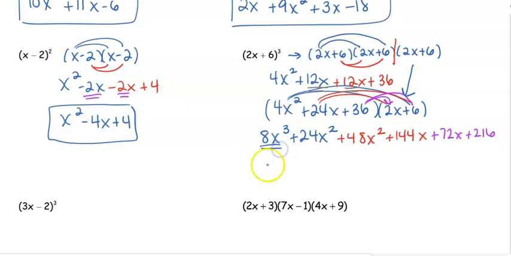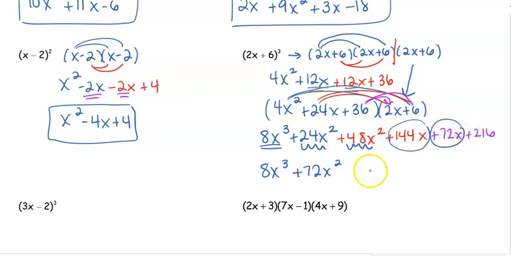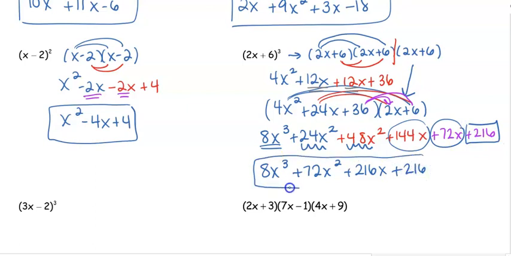We only have one term that is being cubed. We have 2 terms that are being squared, so we go ahead and add those together to get 72x squared. Those 2 terms that have x's, that's 216x, and then our lonely constant with nothing to add together.